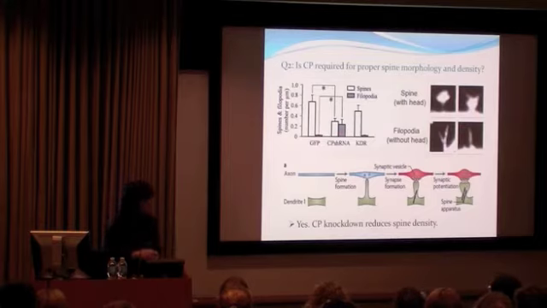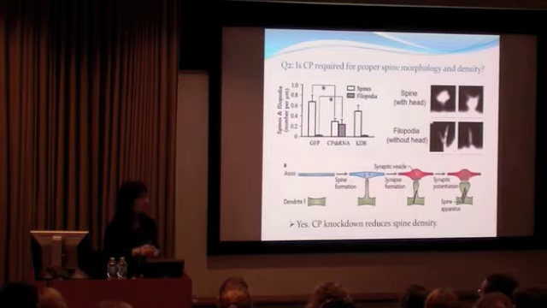If we go back to our model of spine development, filopodia arise from dendrite. Upon contact with axonal terminal, they gradually transform to spines with a head. So we see a drop of spine density accompanied by increased filopodia density. We think this may suggest that capping protein is important for the conversion of filopodia to spines.